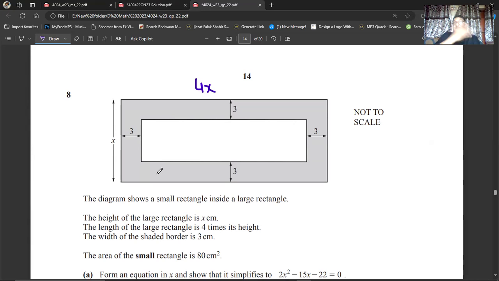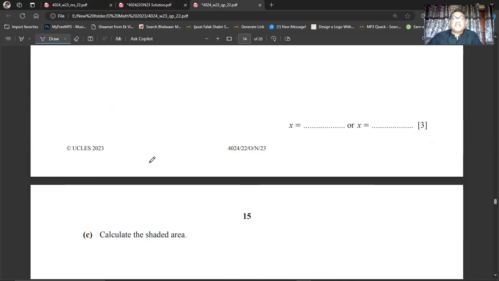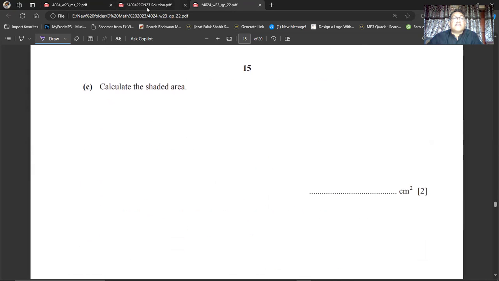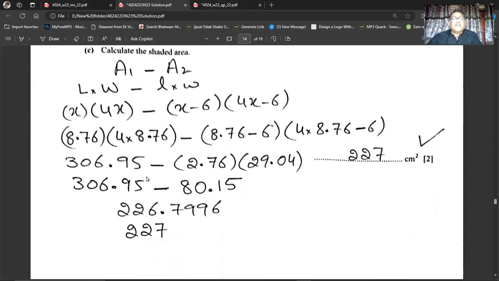Okay, so first of all I will find out the length and the height of the bigger rectangle. Then I will find the length and the height of the smaller rectangle. I will find out the area of the bigger rectangle, let me call it A1, and then I will find the area of the smaller rectangle, I will call it A2. And from A1, I will subtract A2, and that will give me the shaded area. So that is the strategy of doing this question, and that C part is of 2 marks. So let's do it.